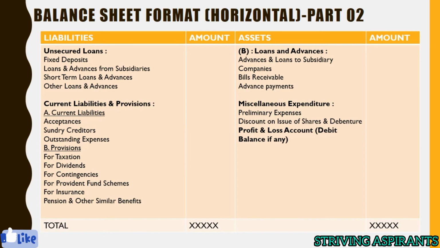Next item or next head under liability side is current liabilities and provisions. Under current liabilities we will add acceptances, sundry creditors, outstanding expenses. And under provisions we will take provision for taxations, provision for dividends, provision for contingencies, provision for provident fund schemes, provision for insurance, pension and other similar benefits.